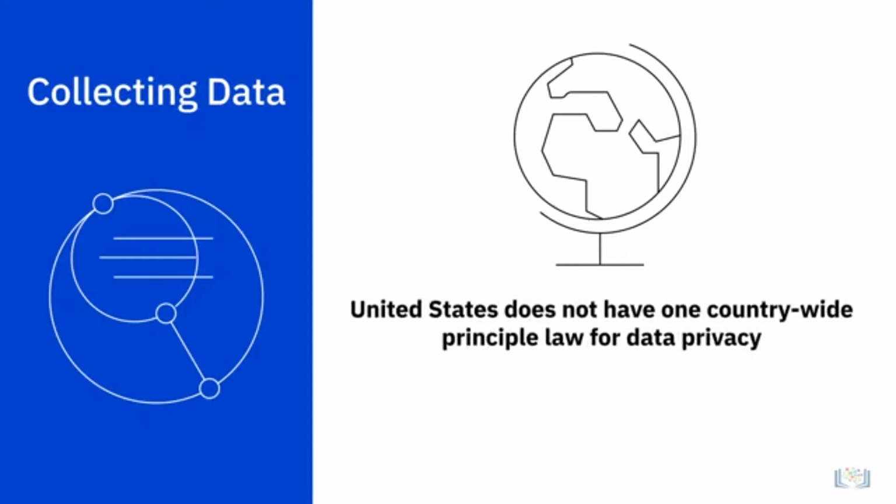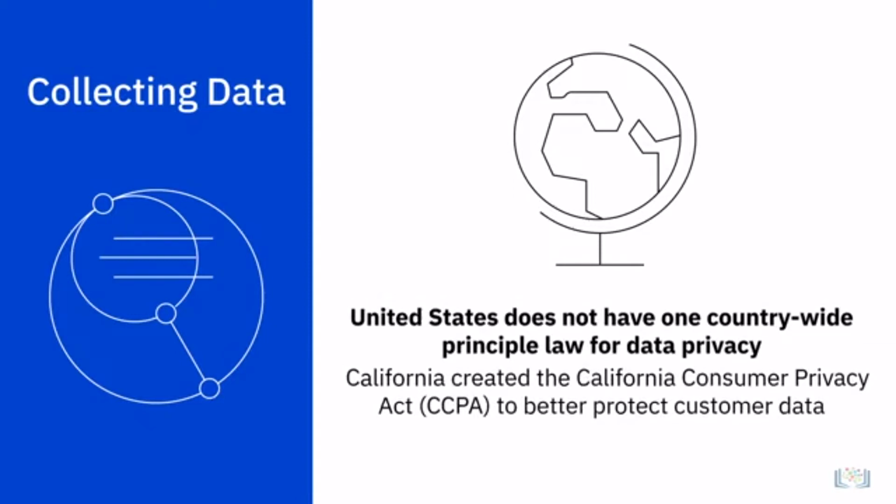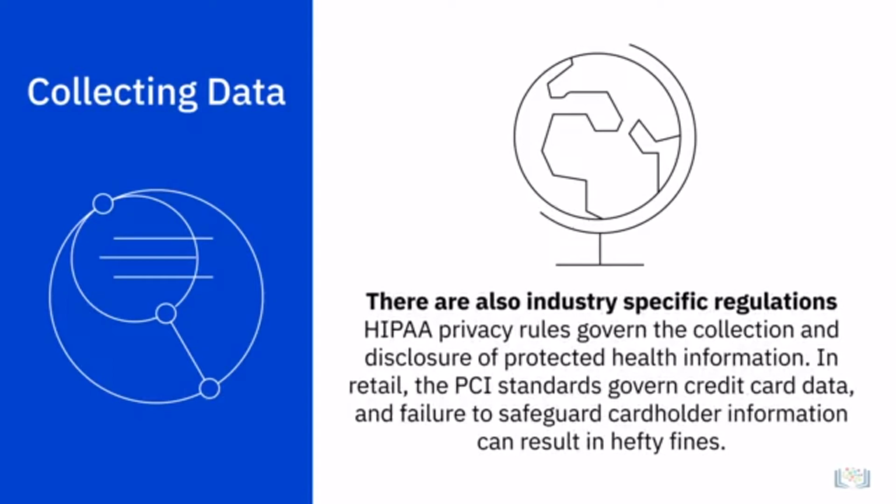While the United States does not have one countrywide principal law for data privacy, because of this, individual states began to make their own regulations. For instance, California created the California Consumer Privacy Act, or CCPA, to better protect customer data. There are also industry-specific regulations that govern the collection and use of sensitive and personal data.